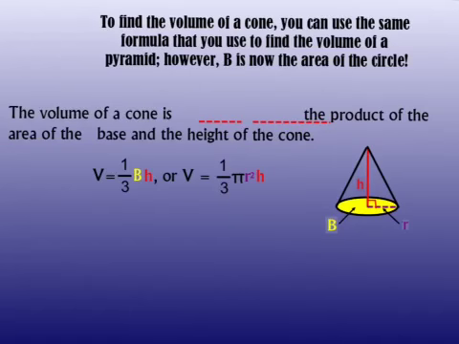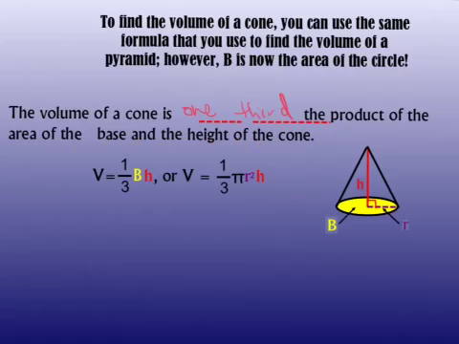All right, so here we've got a slide talking about cones. To find the volume of a cone, you use the same idea as you do for the volume of the pyramid, except for now your base is a circle, not a square or a rectangle. So if I fill in these blanks here, the volume of a cone is, well, it's the same thing, 1/3 the product of the area of the base and the height of the cone. So here's your formulas that you can write down into your notes.